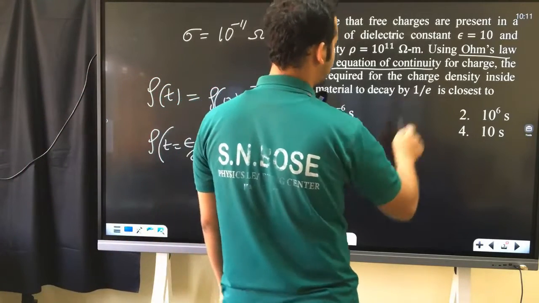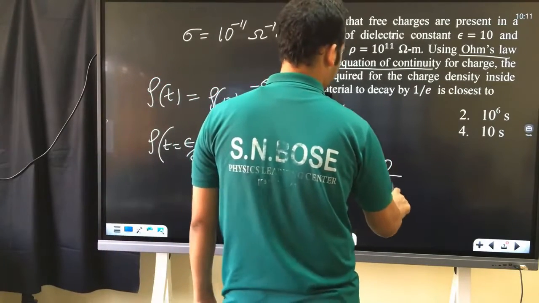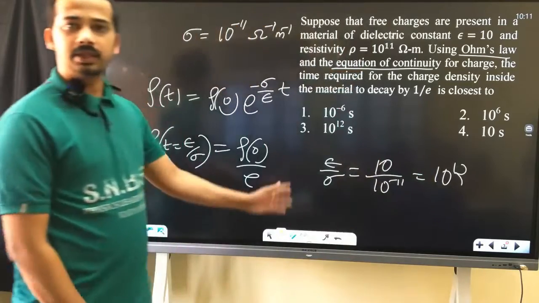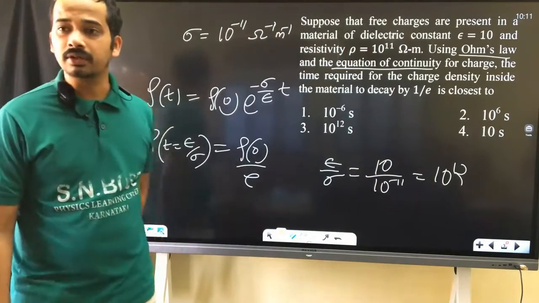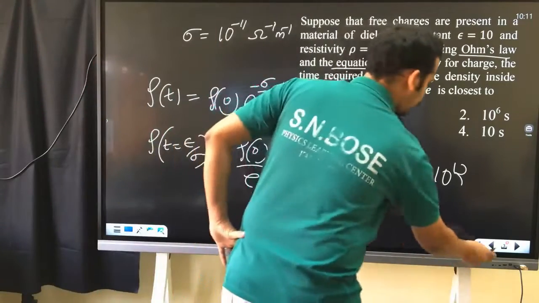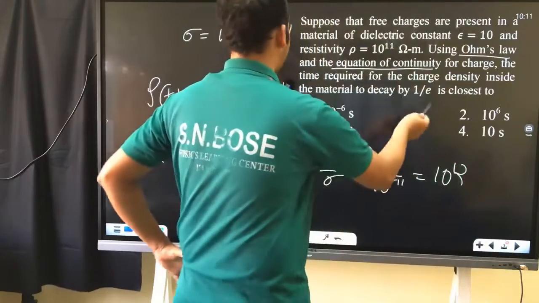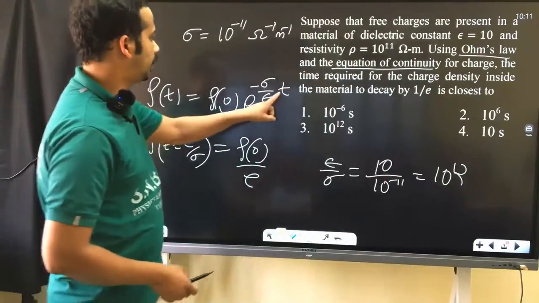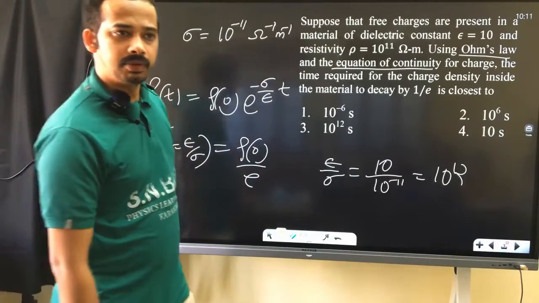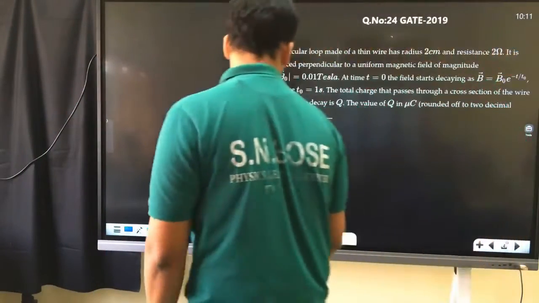What is epsilon by sigma? 10 divided by sigma, 10 raised to minus 11, that is 10 raised to 12 seconds, in SI unit. Is that okay? Very simple question. This one is an exponential decay. At what time will it be 1 by e of its original value? At the time equal to the reciprocal of this factor, then it will be 1 by e, isn't it? Very simple.